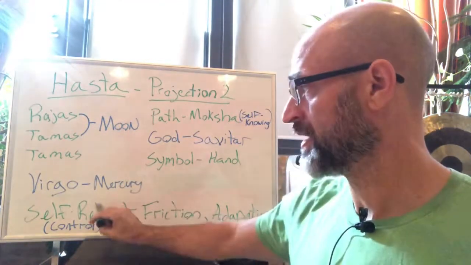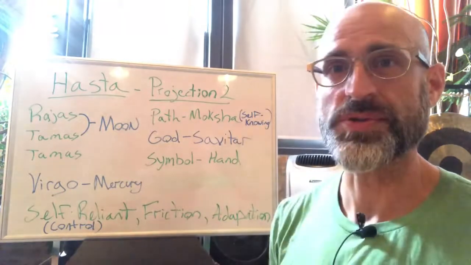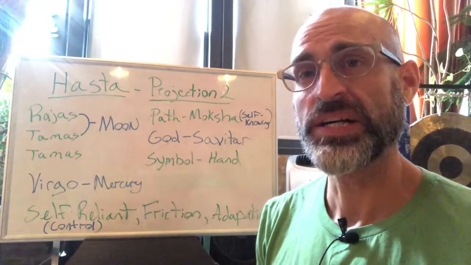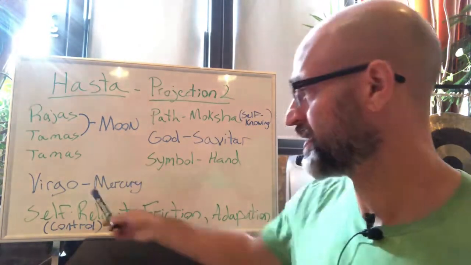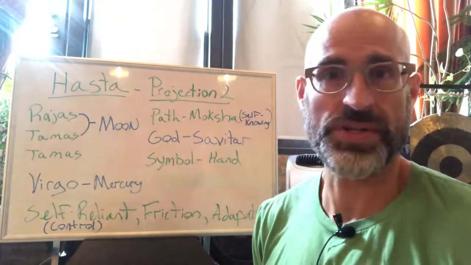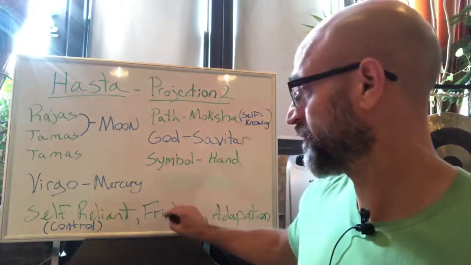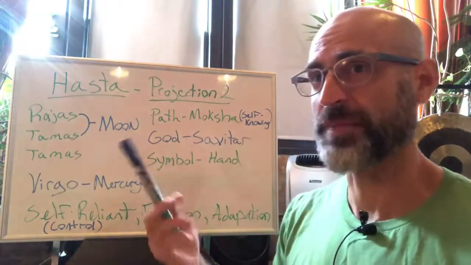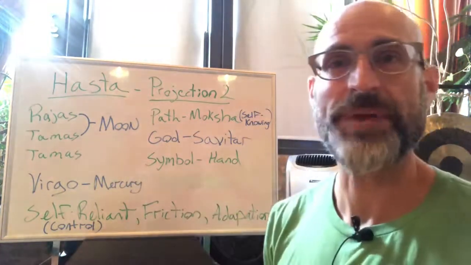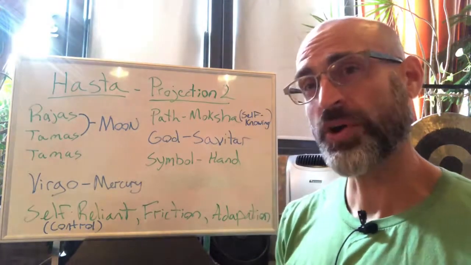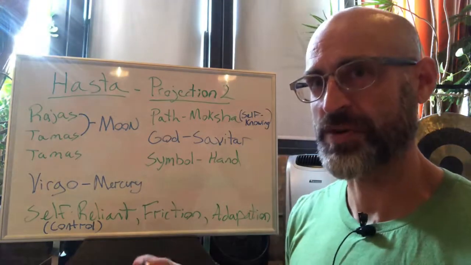So there's 3 words that I'm going to associate with this particular nakshatra. The 3 words are self-reliant, which is great, but it also can translate as control, friction, which I talked about a little bit already, and adaptation. Now, I'm going to go ahead and go over the adaptation aspect first.